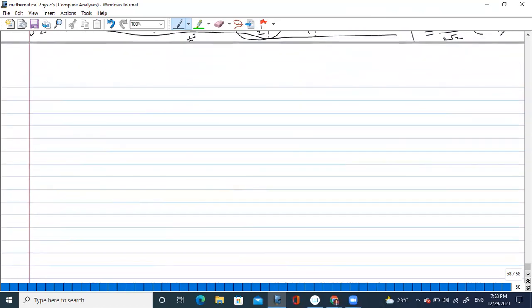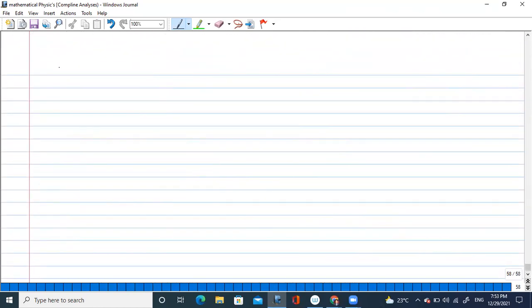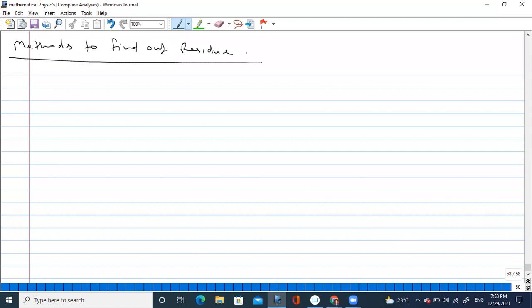Now, some more methods are there to find out the residue. Methods to find out residue. Number 1, B1 constant of Lorentz series.